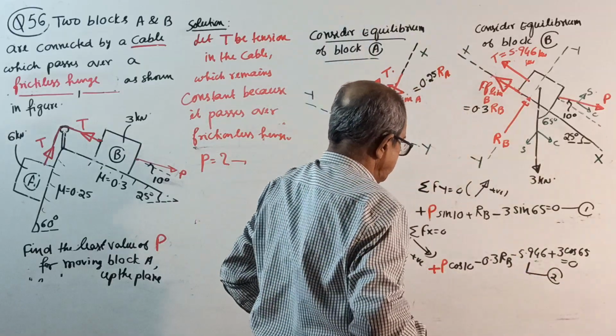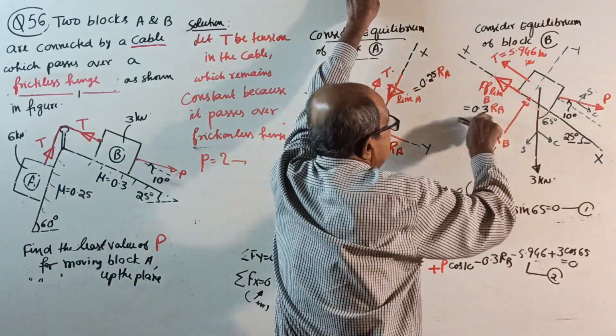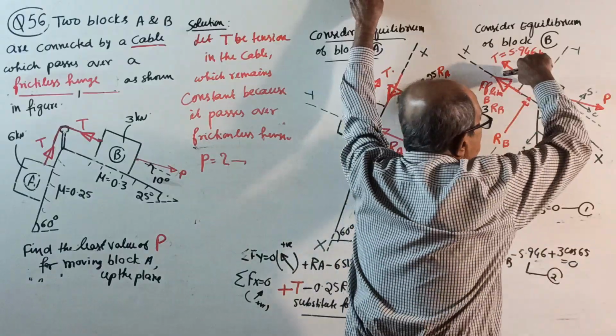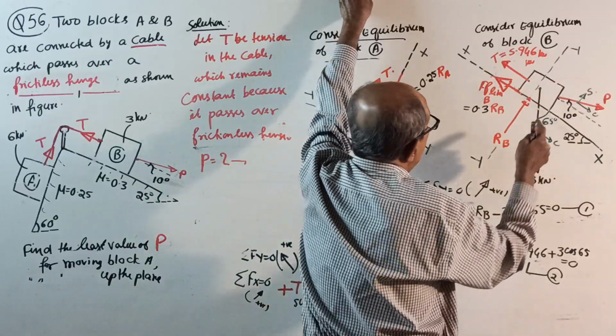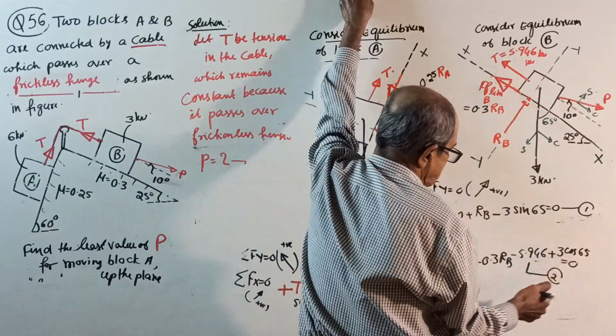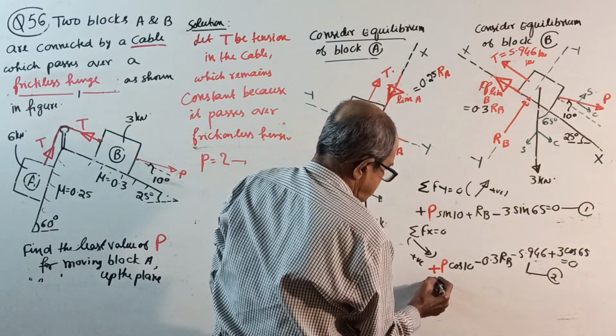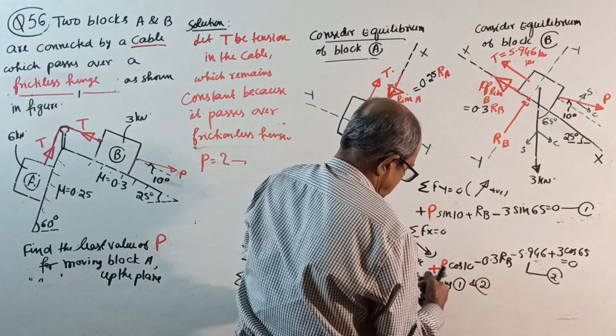Correct answer? I'll check once again. Plus P cos 10, see, sigma Fx this way positive, plus P cos 10 minus 0.3 RB minus 5.946 plus 3 cos 65 is 0. Solving 1 and 2, you get the value of P.